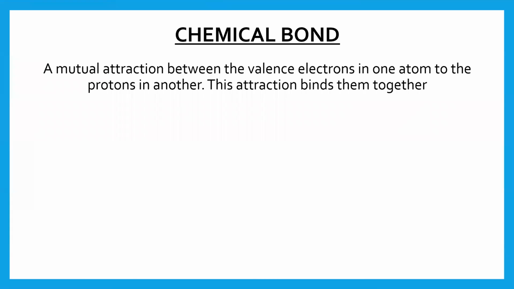So what is a chemical bond? A chemical bond is a mutual attraction, meaning both atoms are okay with this attraction. And this happens between the valence electrons in one atom. Remember, valence electrons are negatively charged in the outermost shell. And they attract to the protons, which are positive inside the nucleus, of another atom. So positive and negative are attracted, and this binds them together and forms a bond.